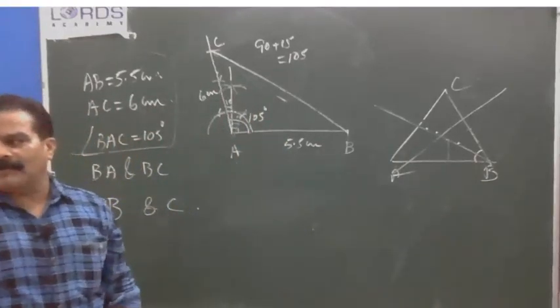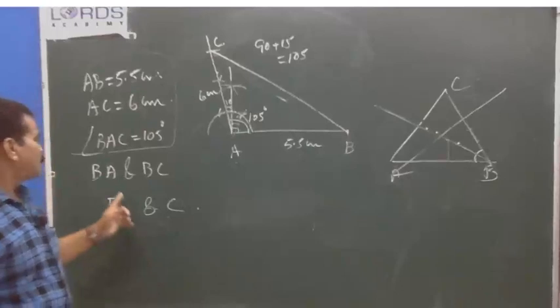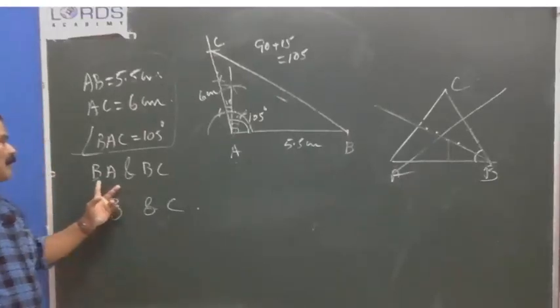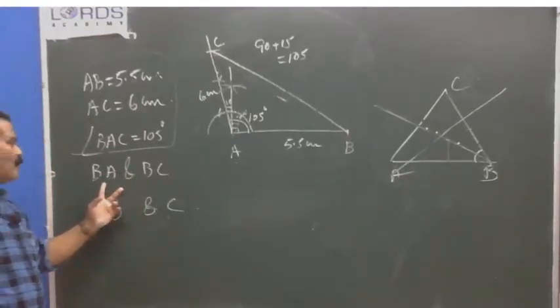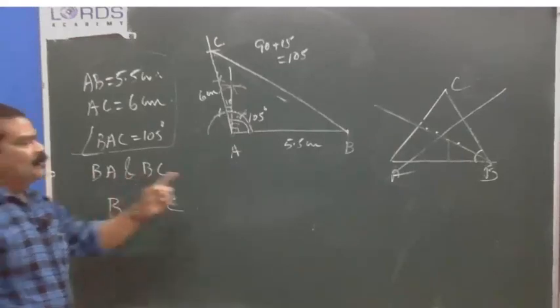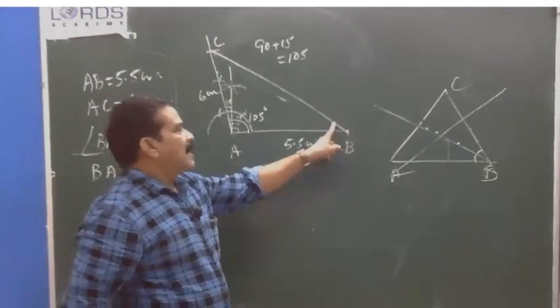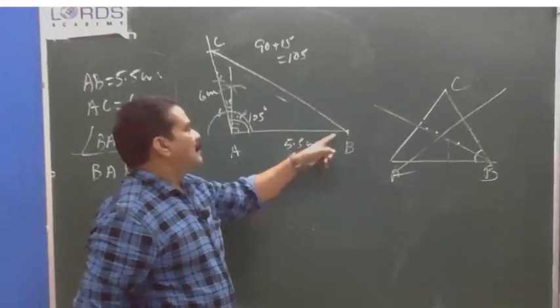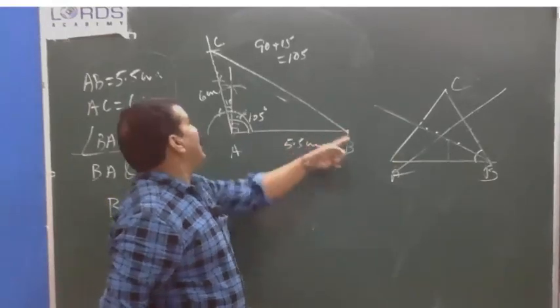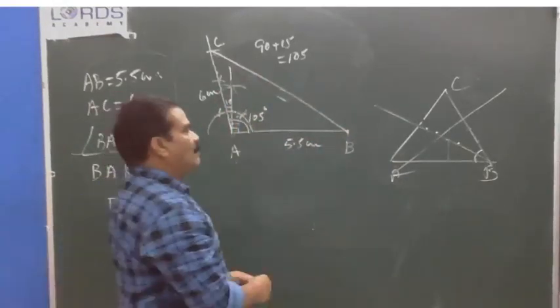Once again I will repeat. If it is the locus of points equidistant from BA and BC, you draw the angle bisector of angle ABC.